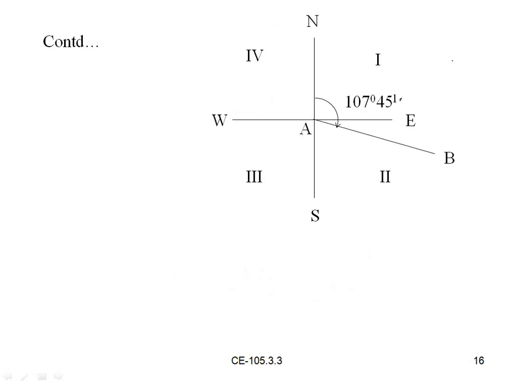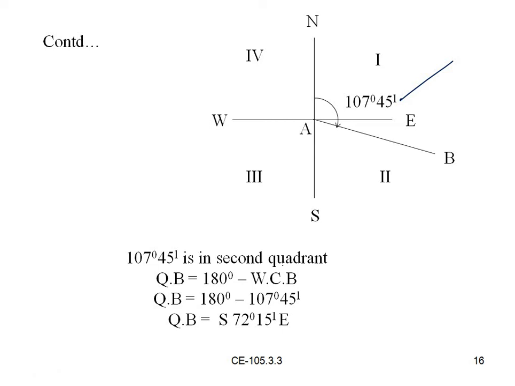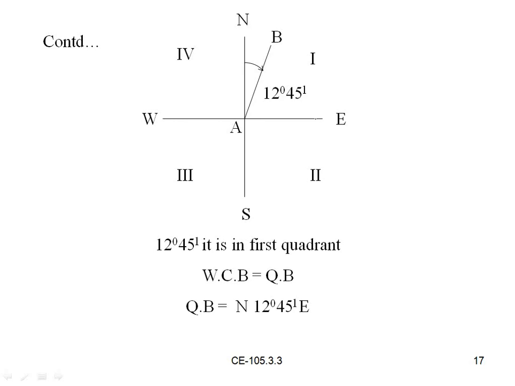The next one is 107 degrees 45 minutes. Here it is in the second quadrant. So quadrantal bearing is equal to 180 degrees minus whole circle bearing, that is 180 degrees minus 107 degrees 45 minutes, so the quadrantal bearing is South 72 degrees 15 minutes East. The next one is 12 degrees 45 minutes. It is in the first quadrant. So whole circle bearing is equal to quadrantal bearing, that is, North 12 degrees 45 minutes East.